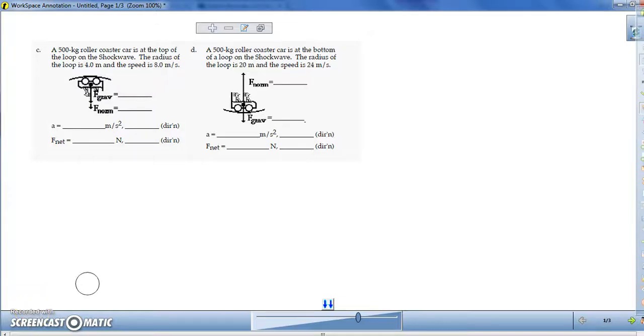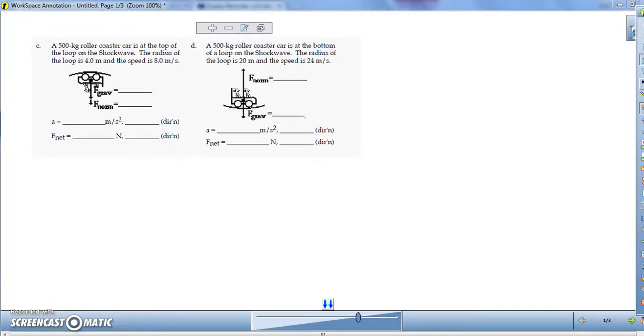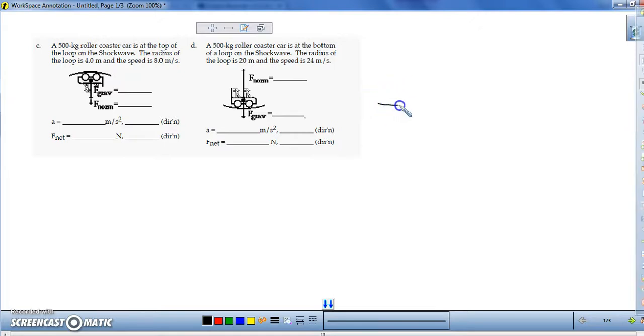Hello and welcome to our video series for our circular motion problems. So this is the problems at the end of the slides under circular motion. And this first one I'd like to solve is actually the roller coaster problem. So what we have here is the case where we have a roller coaster loop and then something like this.